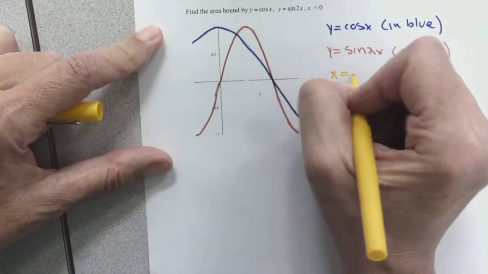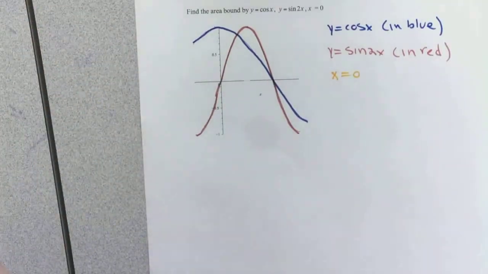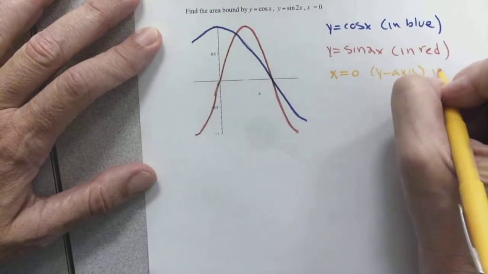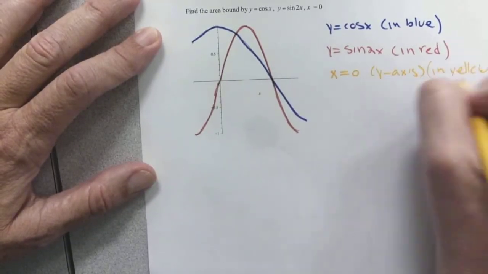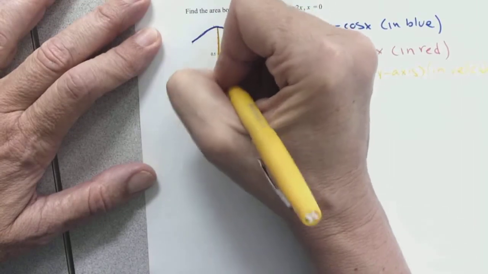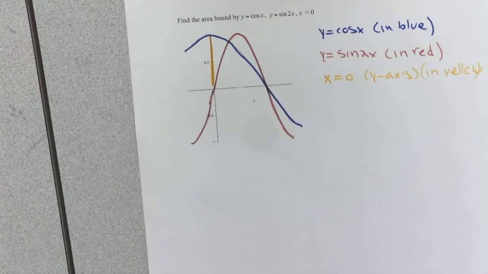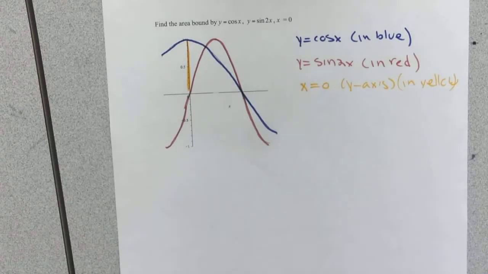And then x equals 0, which is the y-axis. That's in yellow. So right here. So there I've just highlighted the functions that are involved. So the region I'm looking at, find the area bound only by y equals cosine x, y equals sine 2x, and x equals 0. The region bound by only the things I colored in.